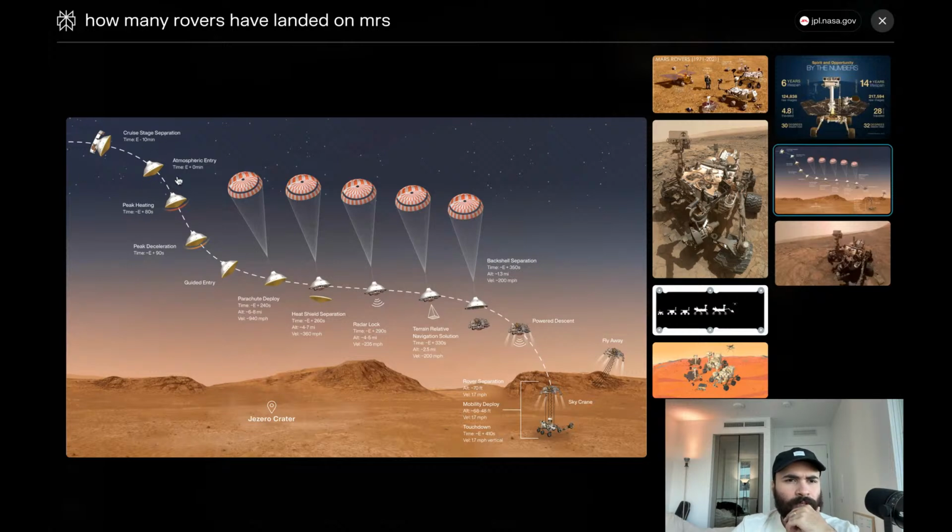Cruise stage separation, atmospheric entry, peak heating, peak deceleration, guided entry, parachute deploy, 6 to 8 miles. Okay. 240 seconds. Heat shield separation. Okay, there's a heat shield. It separates. Radar lock.